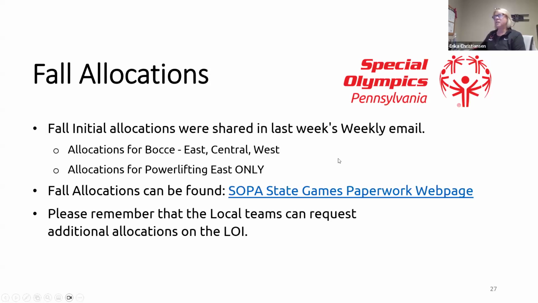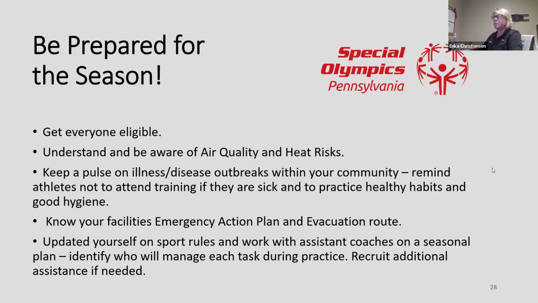Fall allocations was shared last week in the weekly email. You can see allocations for bocce, East, Central, and West, and allocations for powerlifting are only for the East sectional. You can go to the allocations website, paperwork website, and click on here to check out the fall allocations. And you can also check them out and add in any additional requests to your LOI.